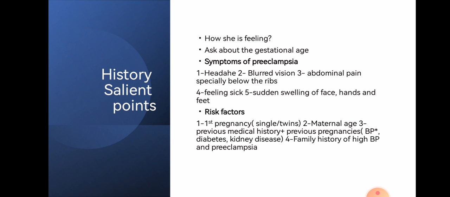So start with building a good rapport with the patient, ask about how she's feeling, and then ask about the gestational age. Gemma, how far are you in your pregnancy? Then, as in any other history taking, we start asking about the presenting complaint. So this patient is coming with preeclampsia. So you have to ask about the main symptom of preeclampsia, which is headache.